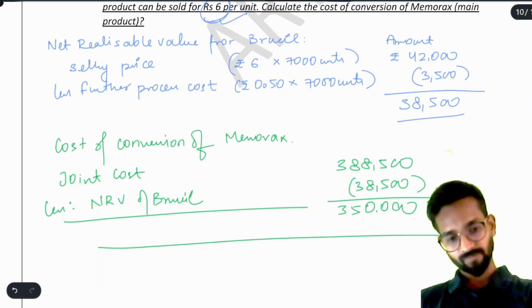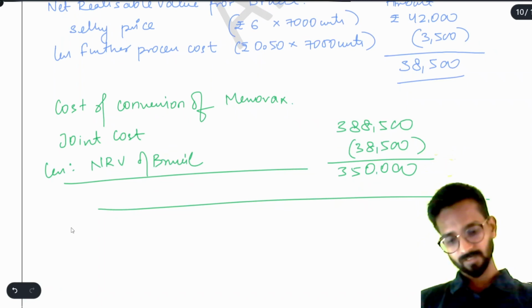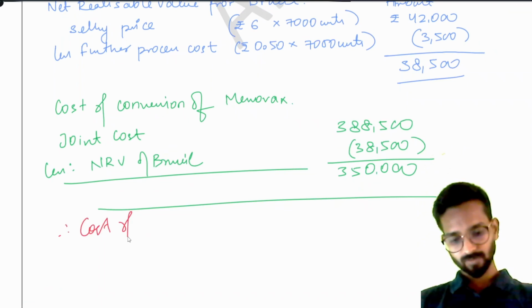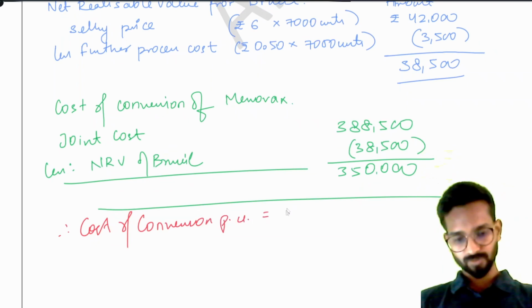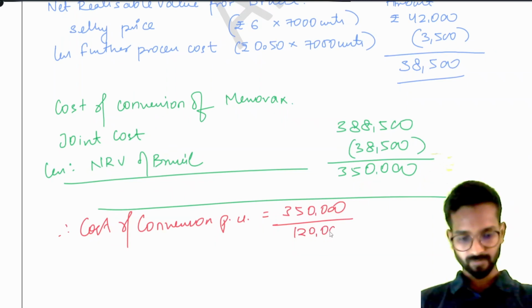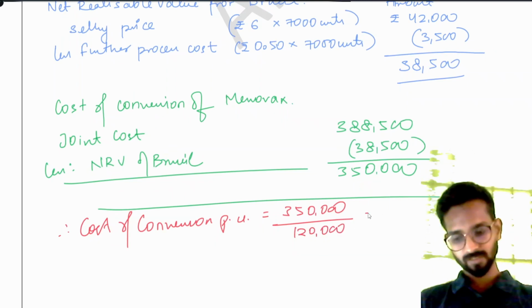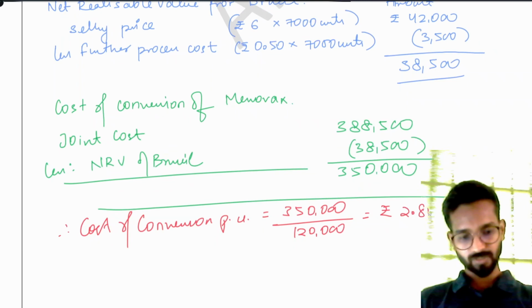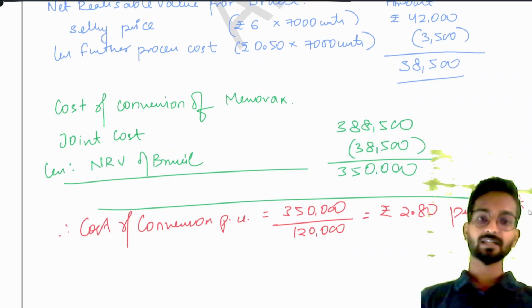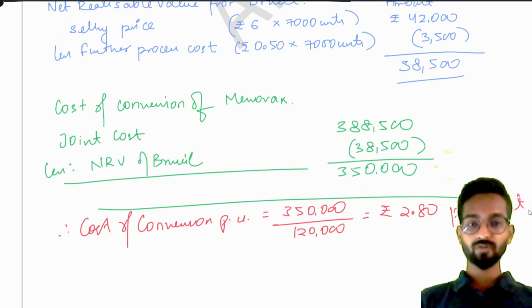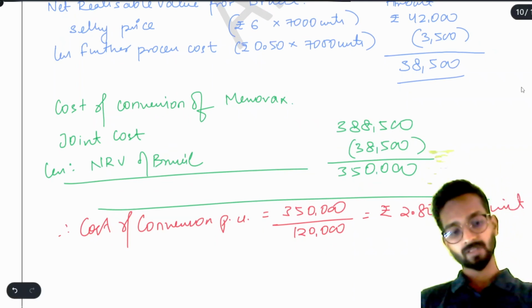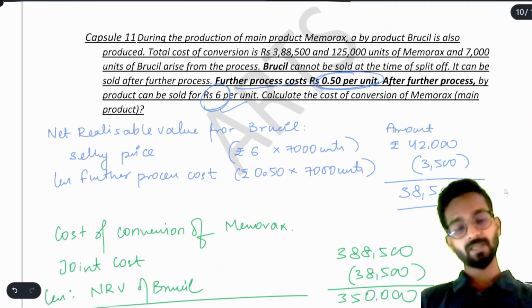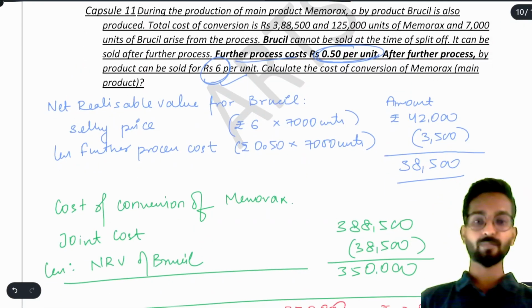Remember this. Now, if I have to find the per unit cost of conversion, then the cost of conversion per unit is equal to 3,50,000 divided by 1,25,000 units of Memorex. This will give you rupees 2.80 per unit. This is how we are supposed to calculate the cost of conversion per unit for Memorex, that is our main product, when we are also having a byproduct.